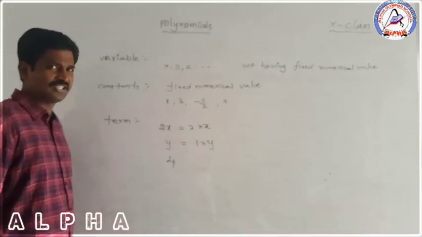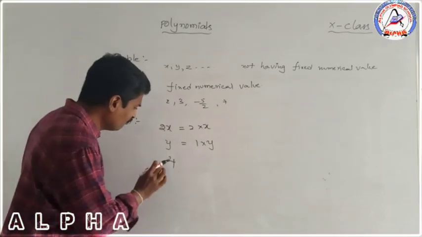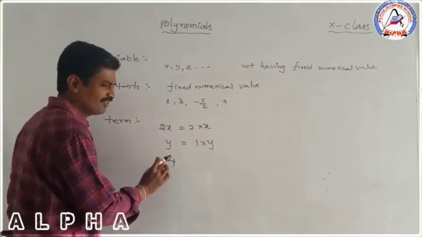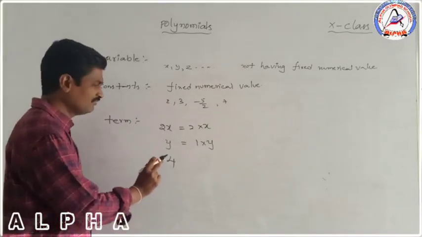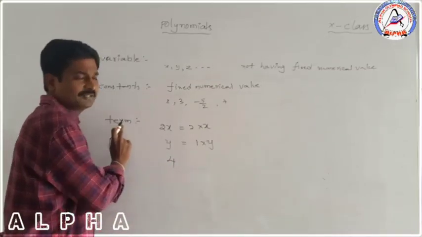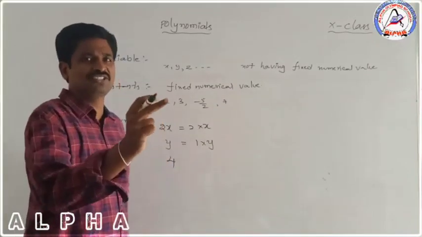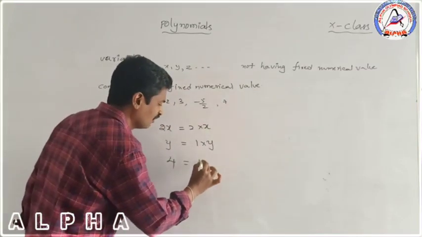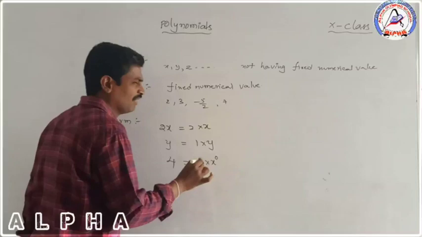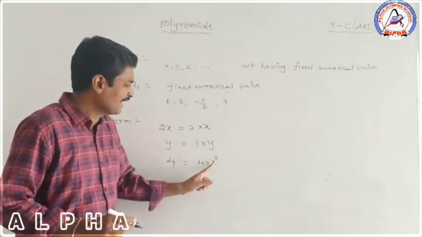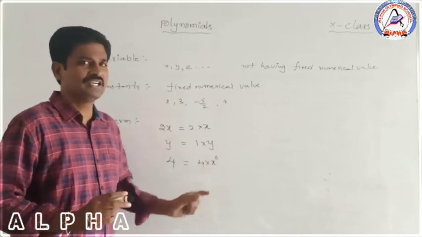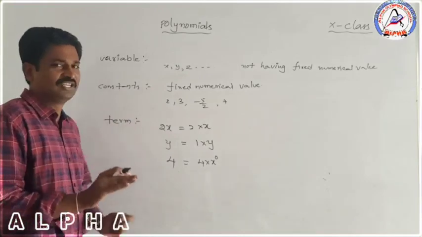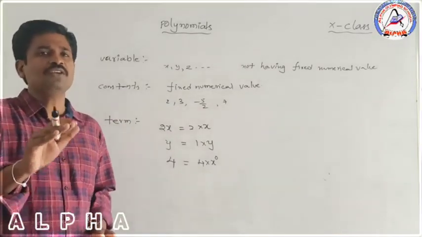4. 4 is also a term, but there is no variable. You are not seeing a variable here. 4 is a constant, but a constant is also a term. Then how can we say? The definition of term is the product of a variable and a constant. Here we are not seeing any variable. It can be written as 4 into x power 0, or y power 0, or z power 0. And we know that x power 0 is 1. So 4 into 1 is 4. So these are called terms, the product of a constant and a variable.